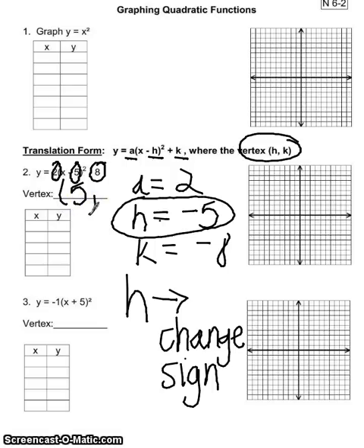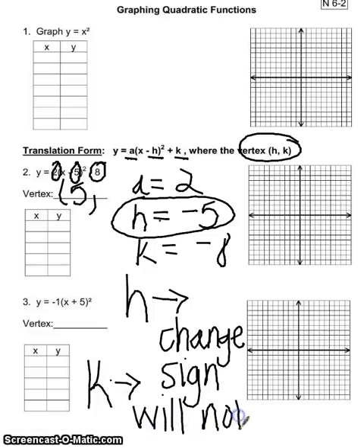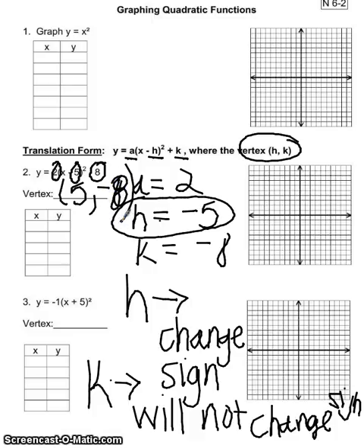+5 is correct. The other thing you need to know about k, k will not change signs. It will not change signs. So once I've located where it is, I have a -8. That vertex will stay at a -8. So the vertex for number 2 should be 5, -8. As far as filling out the table, you can pick whatever points you want, and then I want you to go ahead and sketch the graph to the right hand side.